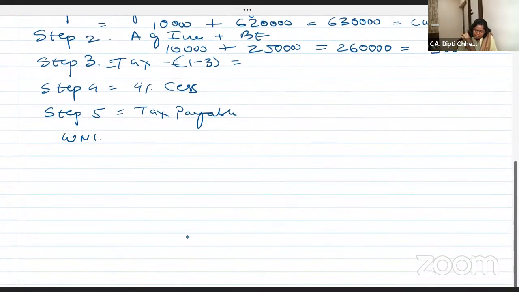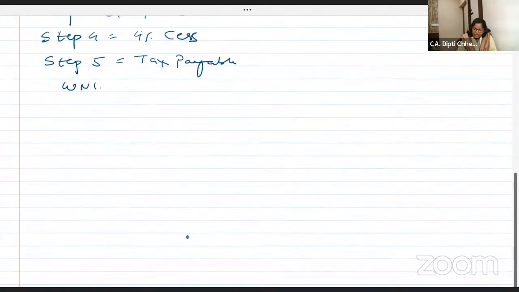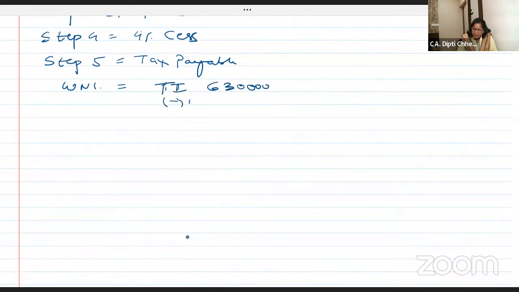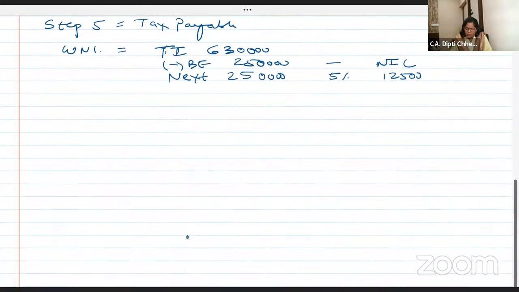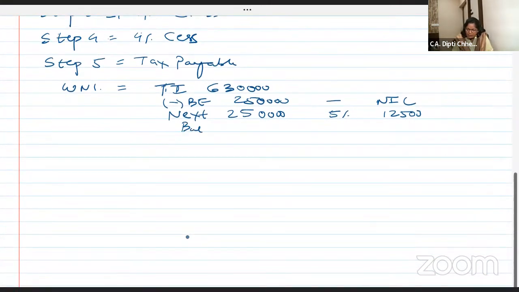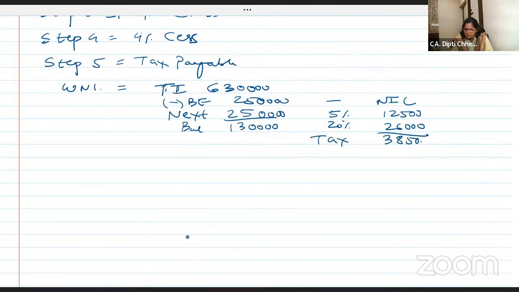चलो अब वर्किंग नोट 1 में बेटा हम टैक्स कैलकुलेट करेंगे. एग्रीकल्चरल एंड नॉन एग्रीकल्चरल इनकम. योर टोटल इनकम इज 6,30,000. फर्स्ट 2,50,000 बेसिक एग्जेम्पशन टैक्स nil. नेक्स्ट 2,50,000, 250 to 5 lakh 5%. This is all taught to you in the very first video. 12,500. तो 5 लाख हो गया. और अब आपका बैलेंस इनकम कितना आ रहा है? 1,30,000 पे 20%, 26,000. So what is the tax coming to? 38,500. किसी को कोई डाउट?